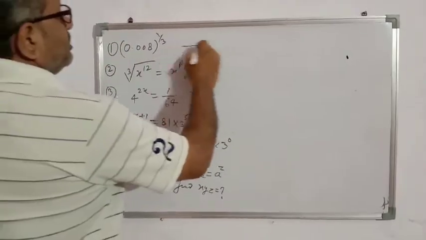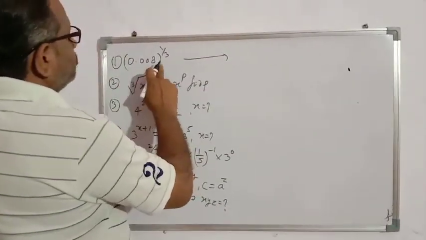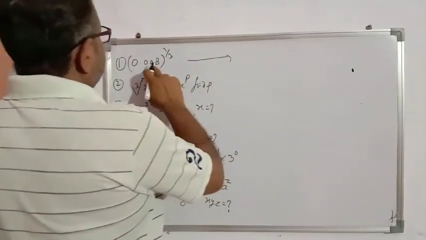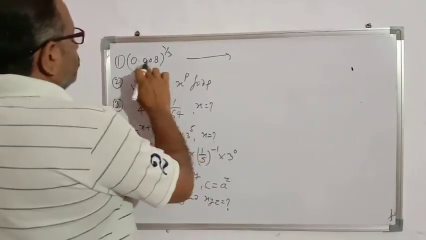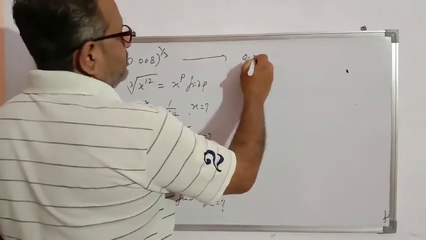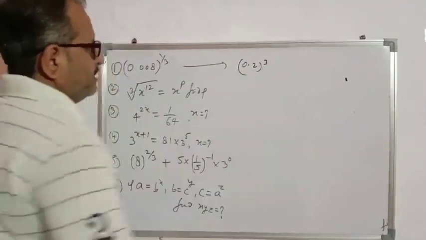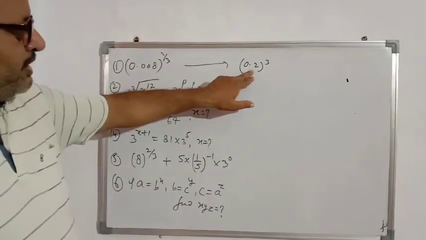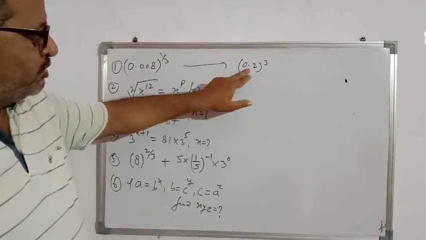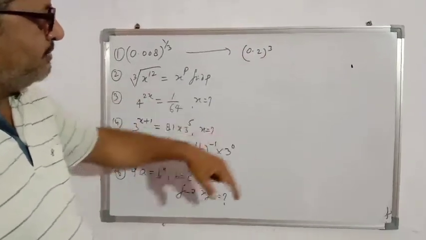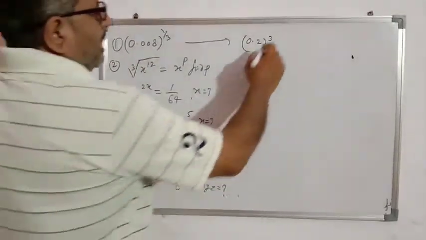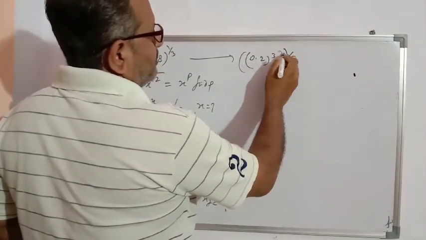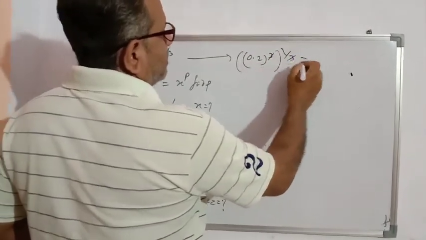Suppose the first question, this one: 0.008 to the power 1 by 3. How can we write it? If we remove the decimal, 0.008 can be written as 0.2 to the power 3. If you multiply 0.2 three times, you get this. And the whole to the power 1 by 3. Power to the power, we multiply, so the 3s cancel. What will be the answer?